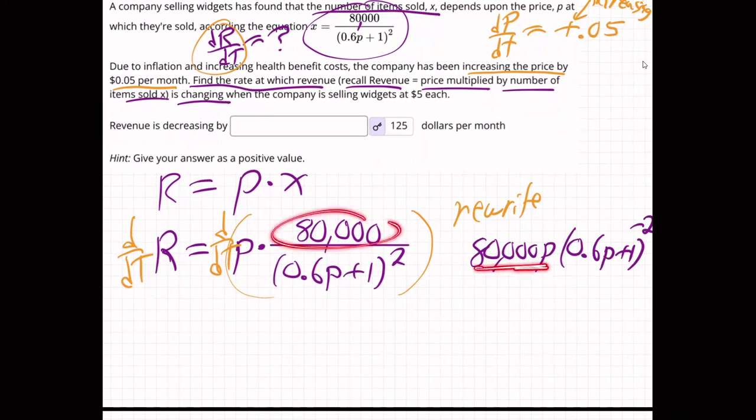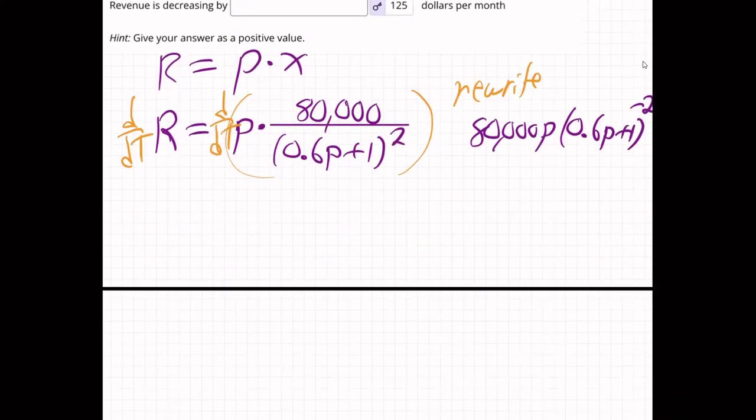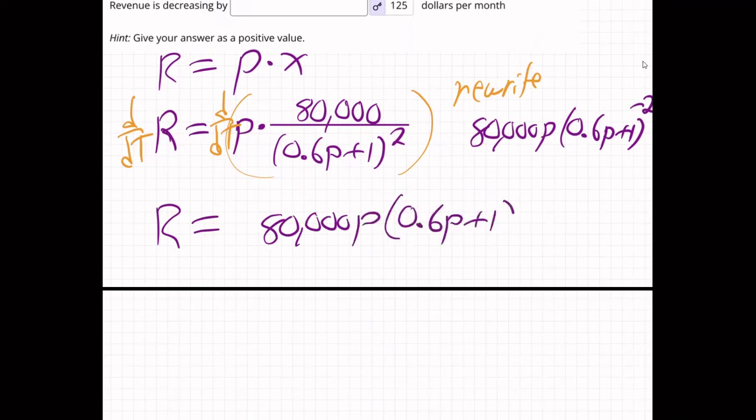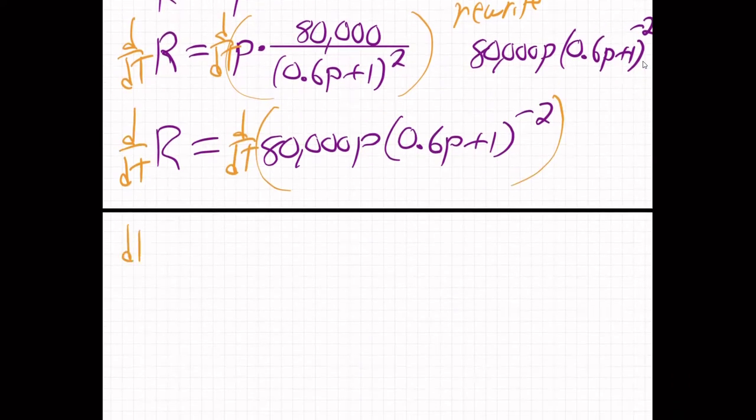We have the 80,000P. This is 80,000, P is over 1, so it goes to the top. And this (0.6P plus 1) to the negative 2 moves it back down. So now we have revenue equal to 80,000P times (0.6P plus 1) to the minus 2. That way it's not a fraction, which is easier for taking the derivative. Now it's derivative time, derivative with respect to time. How fast is revenue changing over time? That's what we're trying to figure out.